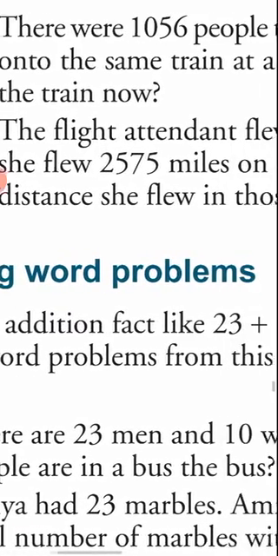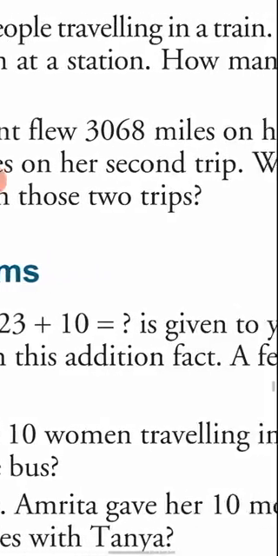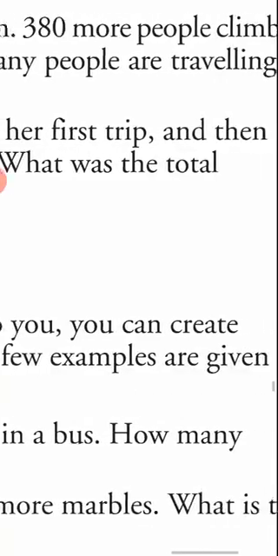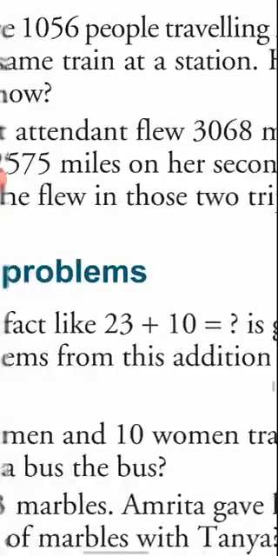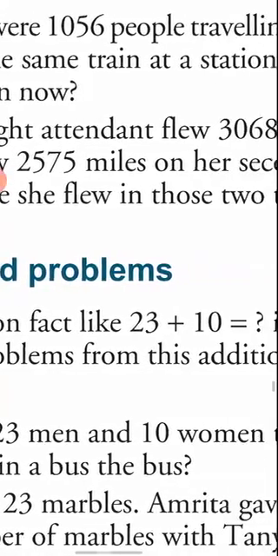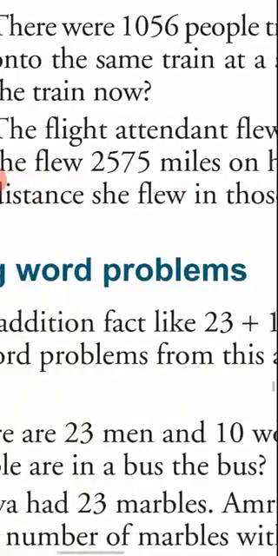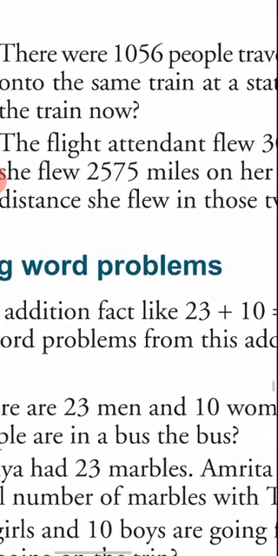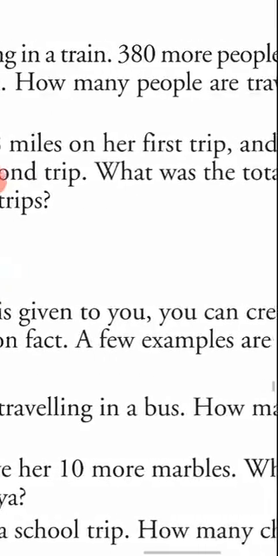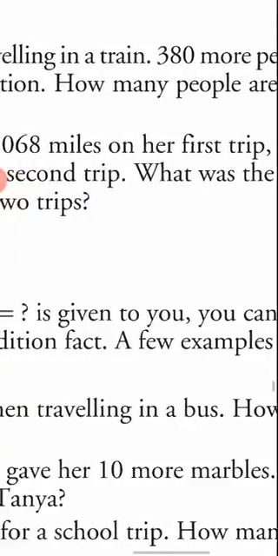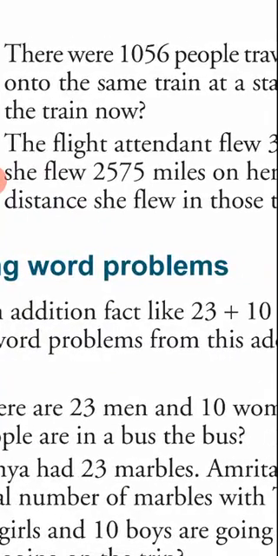So here there were 1056 people traveling in a train. 380 more people climbed onto the same train at a station. How many people are traveling in the train now? Already there were 1056 people and 380 more people climbed onto the same train. Now you see the word more is written, like it was mentioned in the previous question also. So that means plus, you have to add.